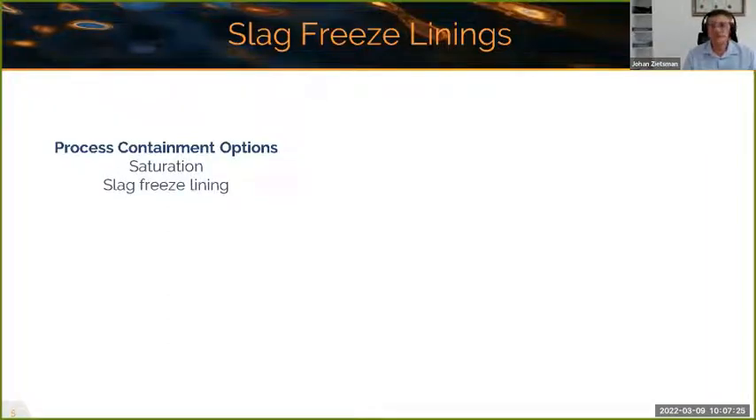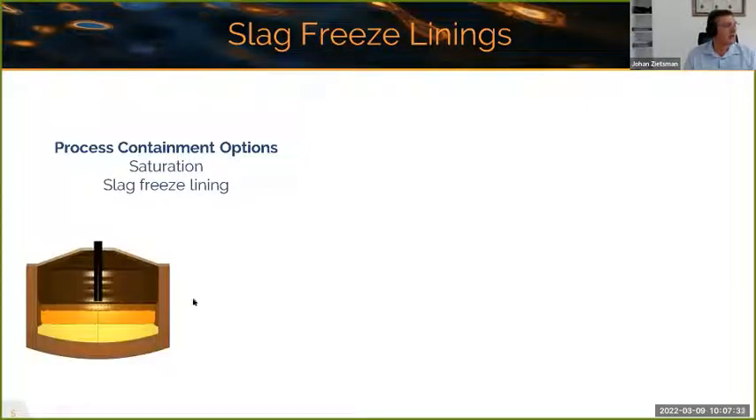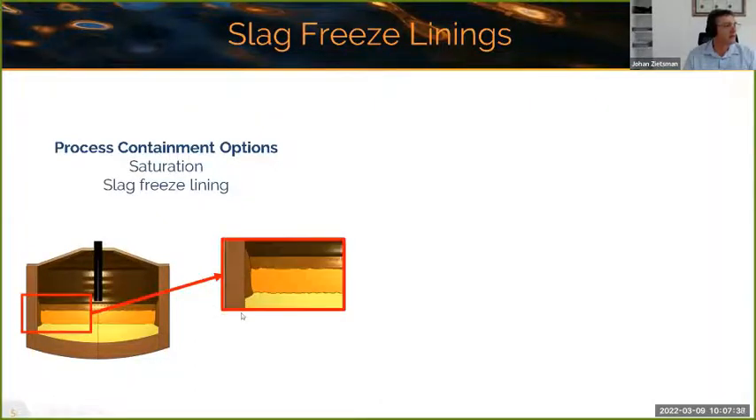If it's not possible, an alternative is to establish a slag freeze line. If we consider a cross-section of a DC furnace and the wall region, then we can see we've got the refractory sidewall, which we want to protect. We've got a molten slag bath, and then we've got this layer of protected process material, predominantly slag, that solidifies on the sidewall. And that little brown thing is what we call a slag freeze line.